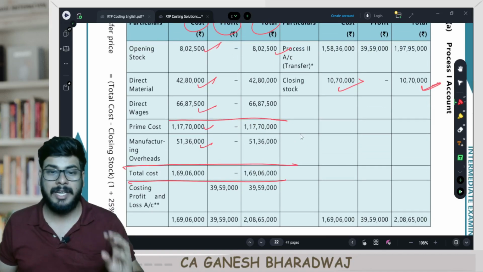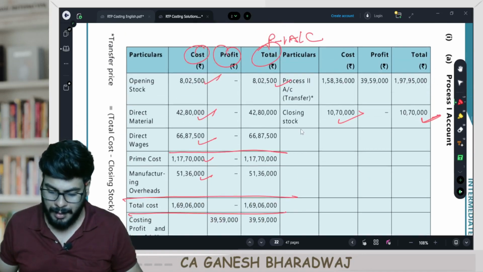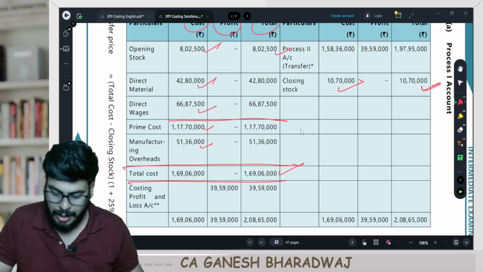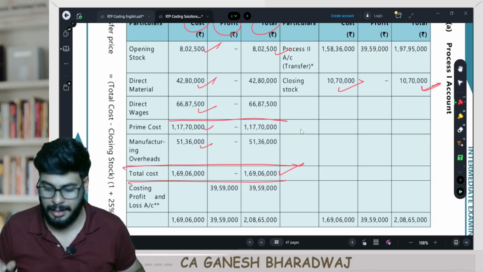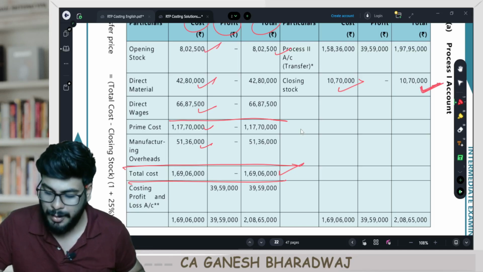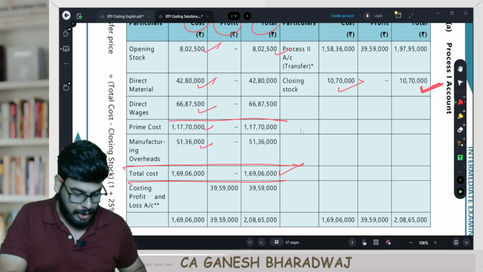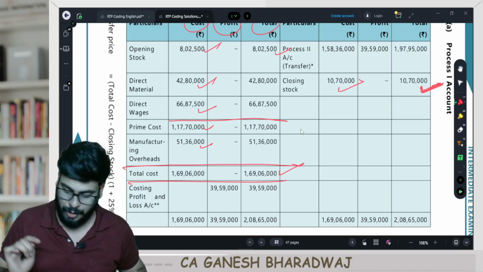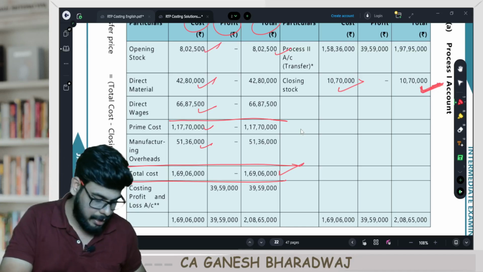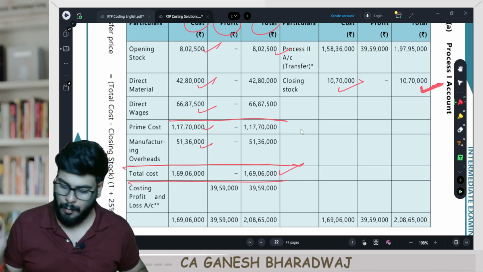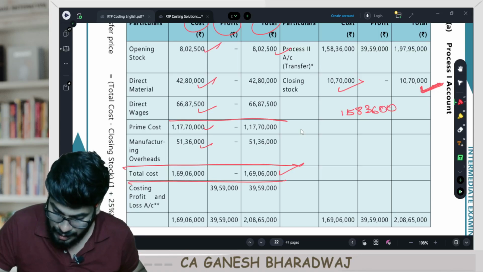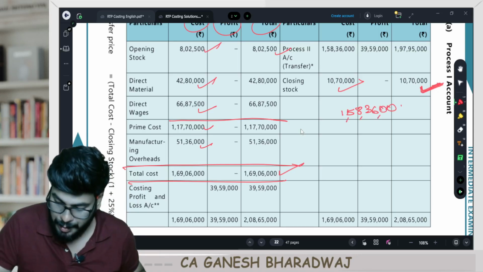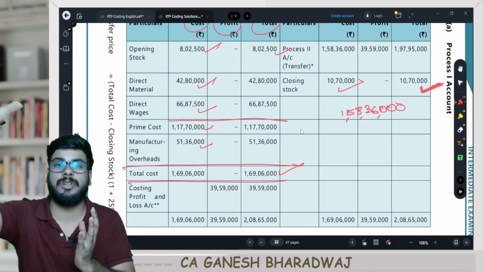Now we need to calculate the transfer price. If you see, what is the total cost incurred here in process one? It is going to be 1,69,06,000. Out of this, they are retaining 10,70,000. So 169,06,000 minus 10,70,000, how much is that going to be? 1,58,36,000, right? So this is going to be the cost of goods that I am going to transfer to the next process.